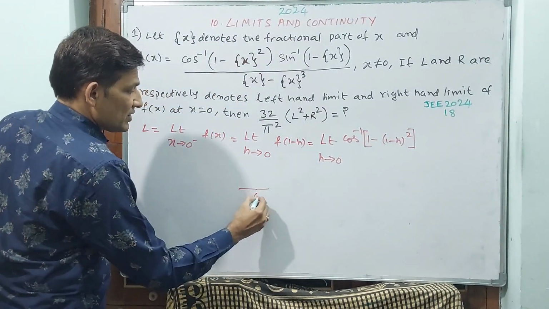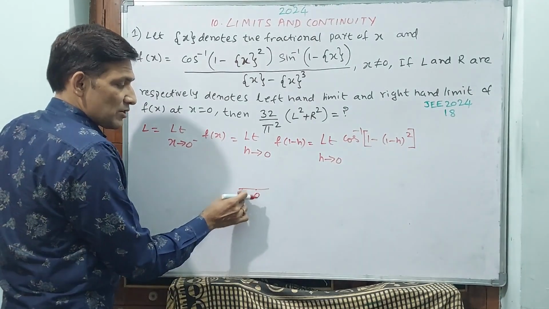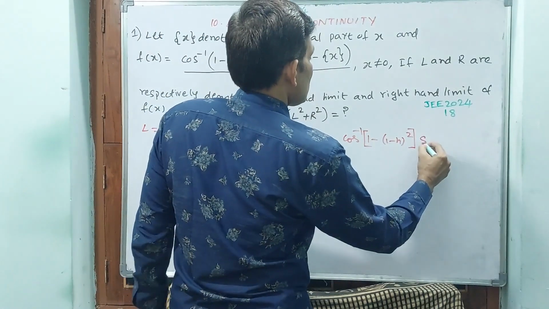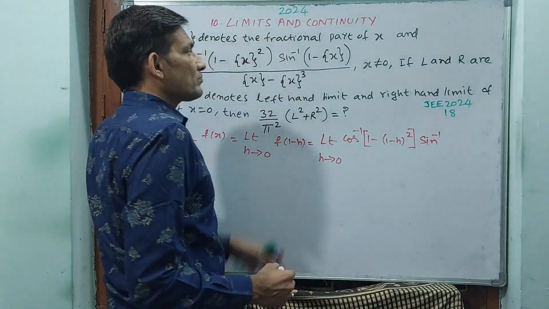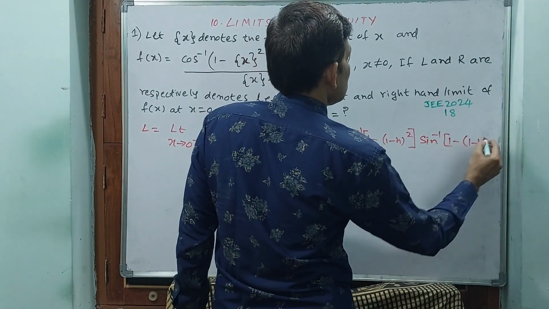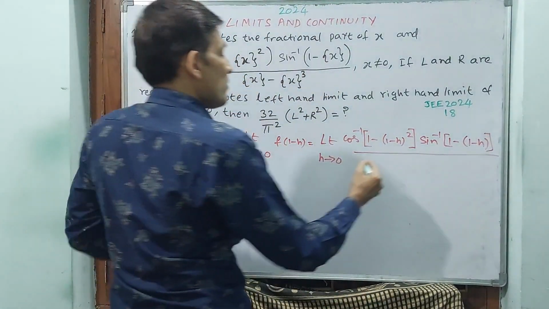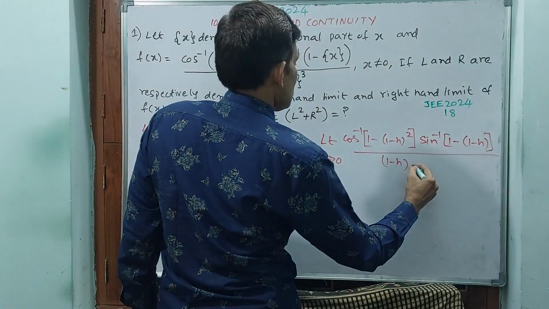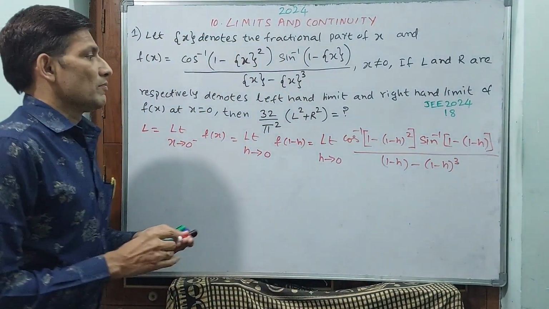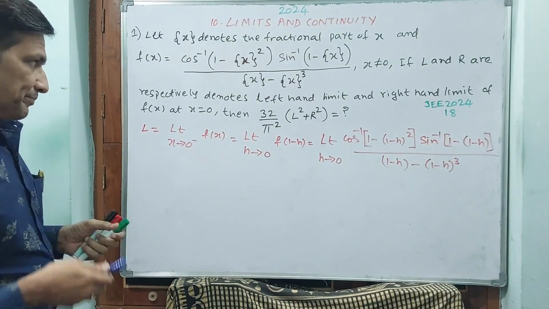You know very well, this is 0, this is 1, minus 1. For the fractional part, if it is less, actually you have to take 1 minus h. Sin inverse of 1 minus, again 1 minus h, divided by 1 minus h minus 1 minus h whole cube. This is for the left hand limit. Now proceed further.